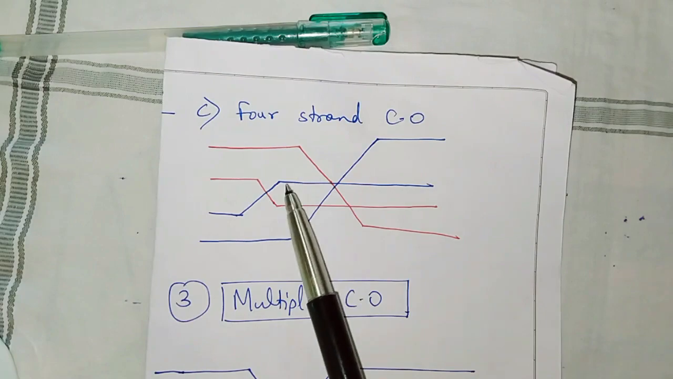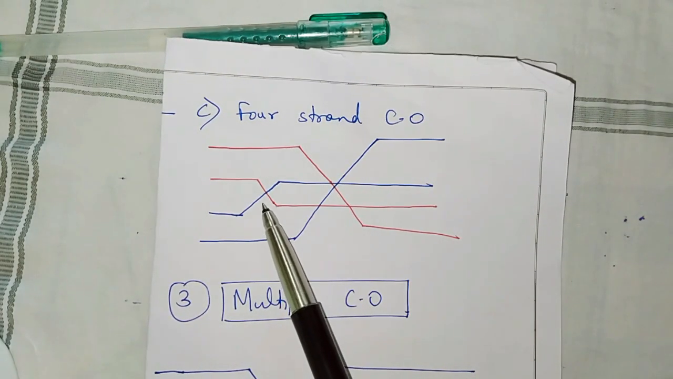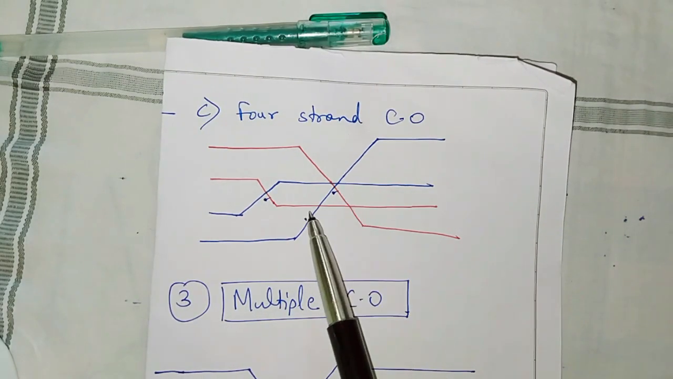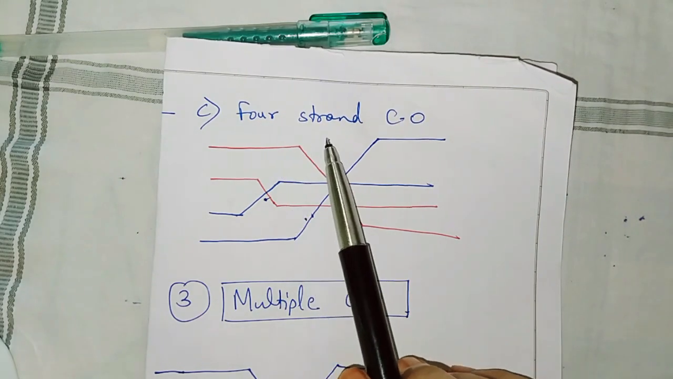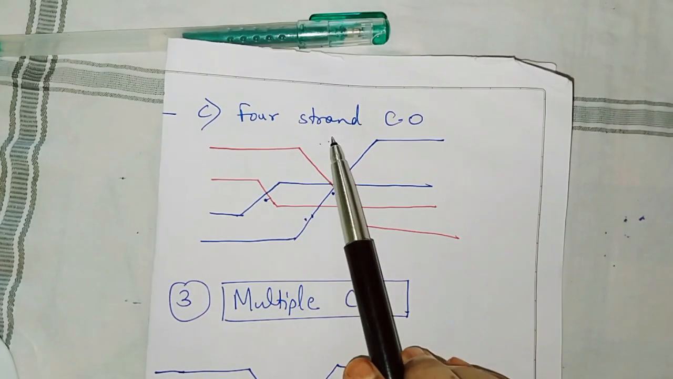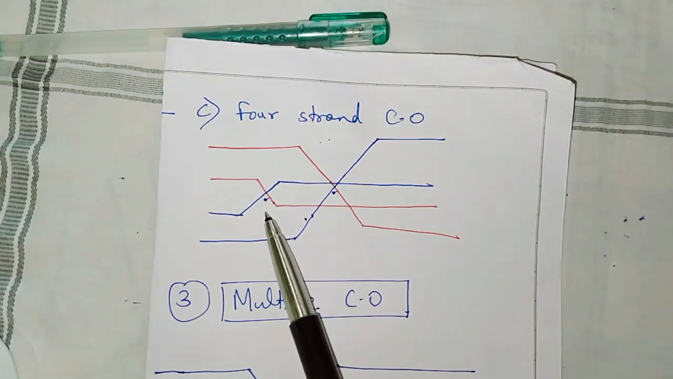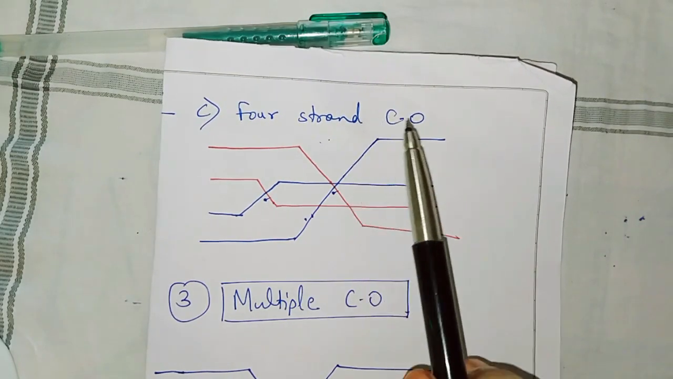4-strand crossover is the third type of double crossover, and here also exchange will take place at only 2 points. Over here it is taking place and over here, but at a single time at once. Here 4 strands are involved.